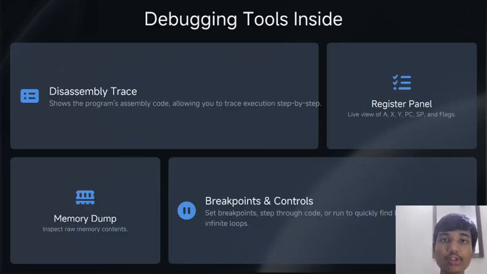Our simulator also includes debugging tools to help us understand what's going on inside. A disassembly trace that shows the code as it executes. A register panel displaying live values of A, X, Y, PC, SP, and flags. A memory dump to view the data stored in different locations. Breakpoints and controls, so we can pause the program, step through instructions, and find errors like infinite loops or overflows.